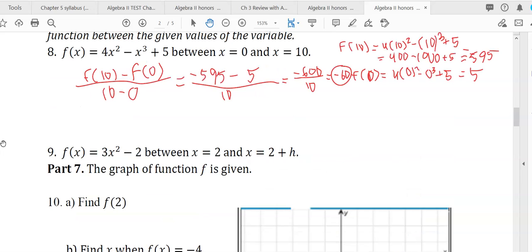I didn't leave any room for number 9. That's funny. So let's try to do this. I probably should have left a little room there for number 9.